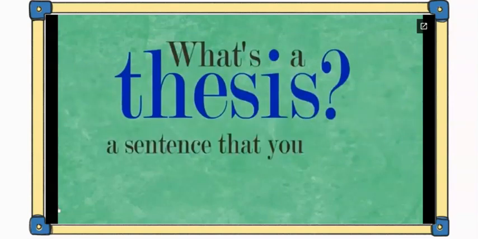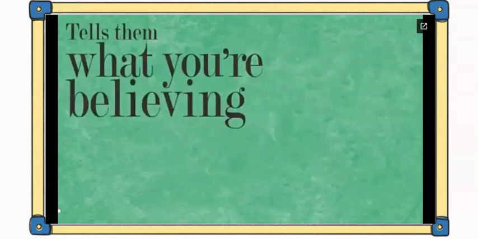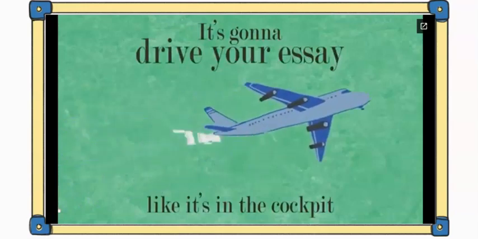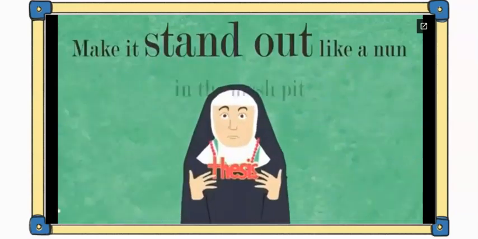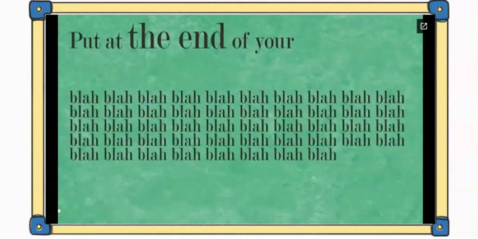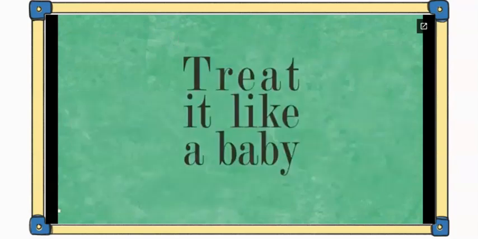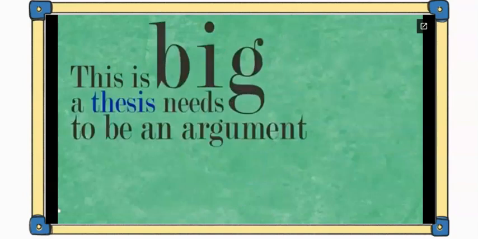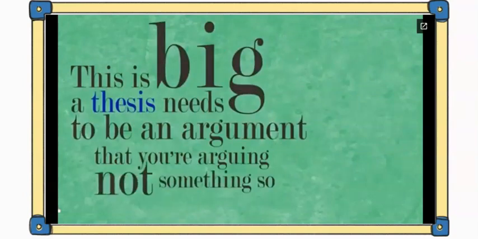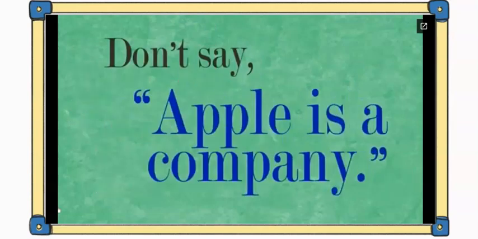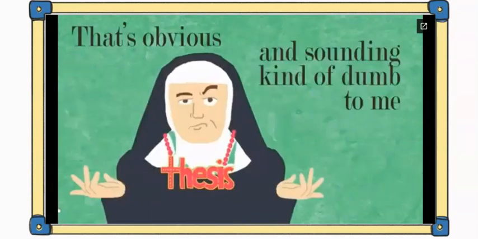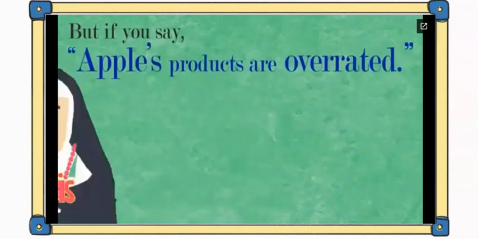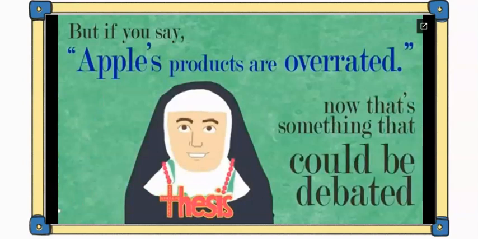What's a thesis? A sentence that you write for your readers. Tells them what you'll believe and gives them a reason for reading. It's gonna drive your essay like it's in the cockpit. Make it stand out like a nun in the mosh pit. Put it at the end of your first paragraph. Treat it like a baby. Are you taking care of that? This is big. A thesis needs to be an argument that you're arguing, not something so obvious. Don't say Apple is a company, that's obvious. It sounded kinda dumb to me. But if you say Apple's products are overrated, whew, now that's something that could be debated.